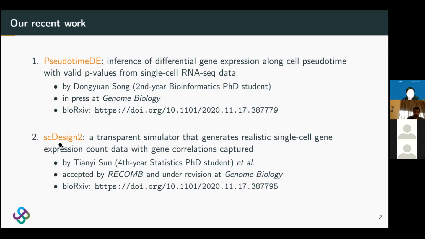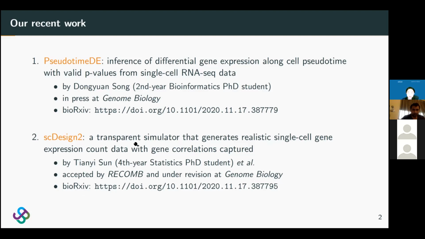And for the second part, I want to talk about a simulator called scDesign2, which is supposed to generate realistic single-cell gene expression count data. And the key is to capture gene correlations. And this work was done by my PhD student, Tianyi Sun, who is a fourth-year statistics PhD student, and he's also here to join the discussion today. And this work has been accepted by RECOMB and is currently under revision at Genome Biology. And you can check the bioRxiv version of this paper. So I'll talk about PseudotimeDE first and scDesign2.